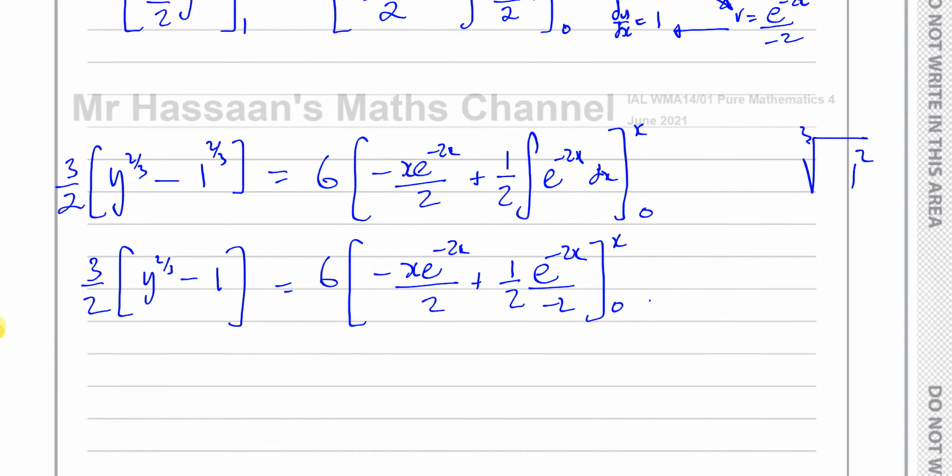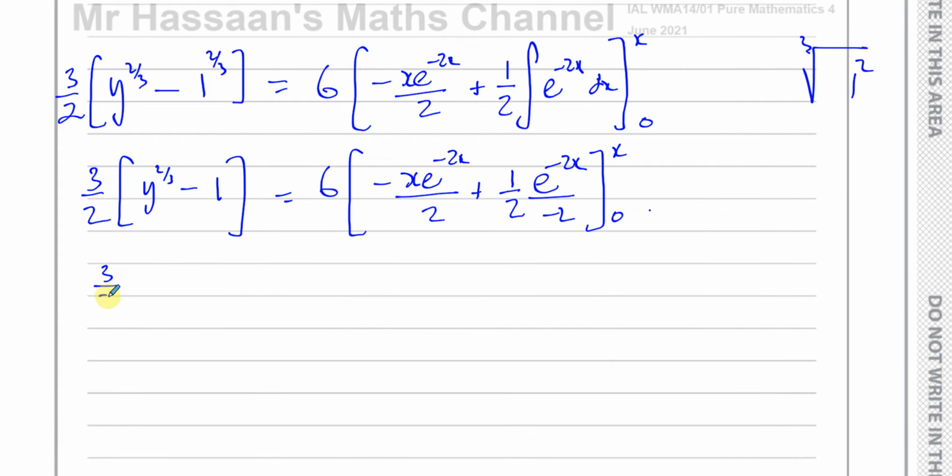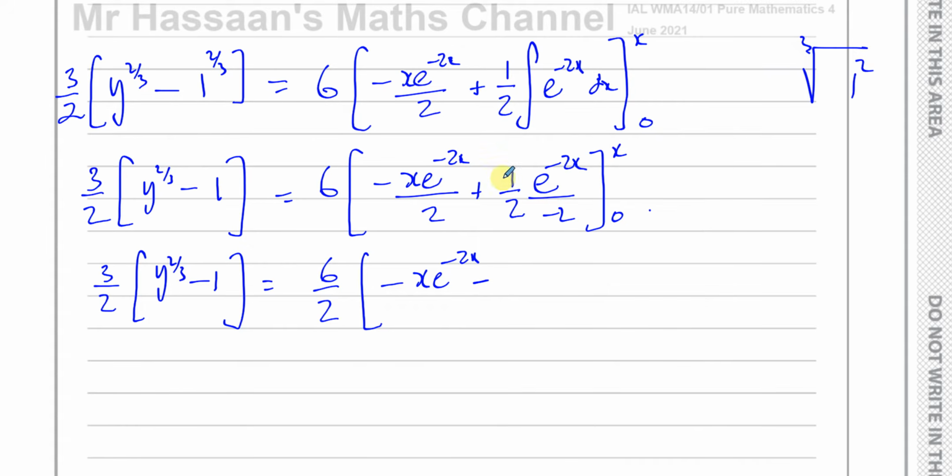So let me just tidy that side up a bit. This is 3 over 2, and this is y to the power of 2/3 minus 1 equals, and I'm going to take out the half, so it'll be 6 over 2, and this will be minus x e to the power of minus 2x, and this is going to be minus, because you've got a minus and a plus here, and this is e to the power of, well, there's another 2 here, e to the power of minus 2x, and you have x and 0.